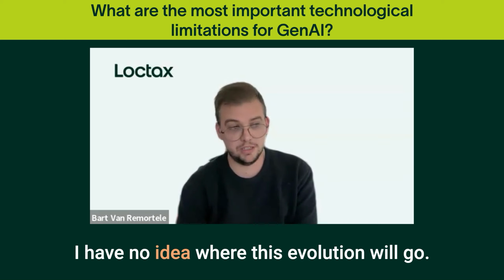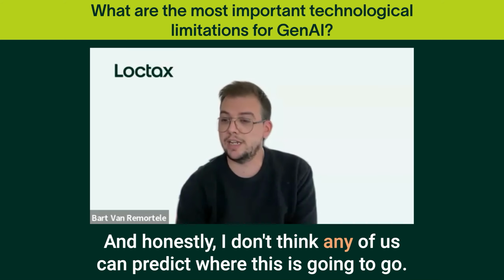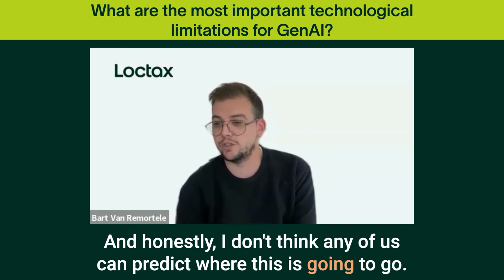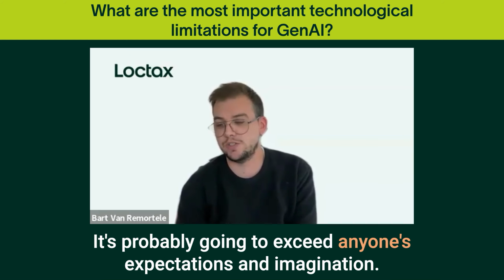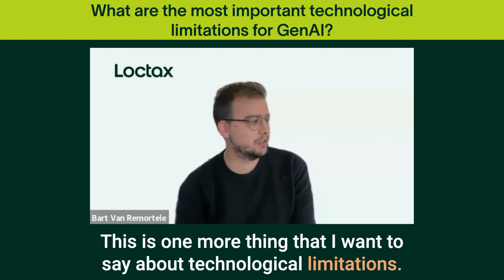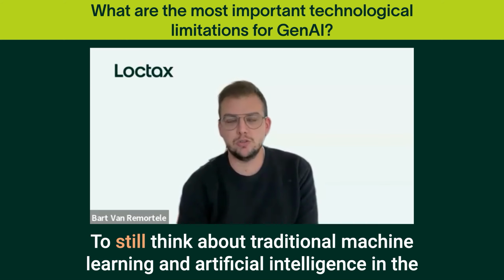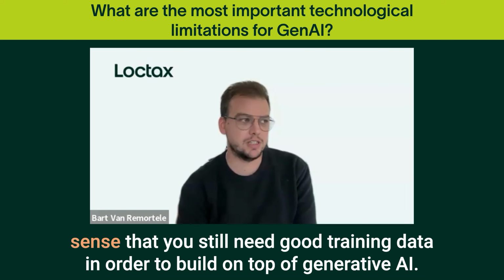I have no idea where this evolution will go. And honestly, I don't think any of us can predict where this is going to go. It's probably going to exceed anyone's expectations and imagination. This is one more thing that I want to say about technological limitations. I think it is critical for any organization to still think about traditional machine learning and artificial intelligence, in the sense that you still need good training data in order to build on top of generative AI.